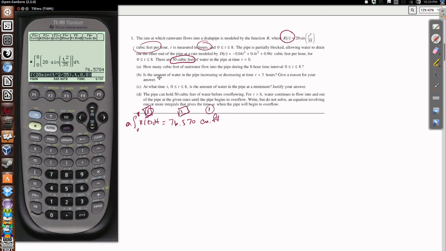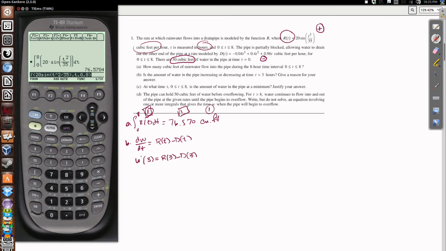For part B, it asks whether the amount of water in the pipe is increasing or decreasing at time t equals 3 hours, and it wants us to give a reason for our answer. Keep in mind that water is being added at this rate, and water is being subtracted at this rate. So if I want to find the change in water with respect to time, it's going to end up being r at that particular time minus d at that particular time. So the change in water when time equals 3 is going to be r of 3 minus d of 3.